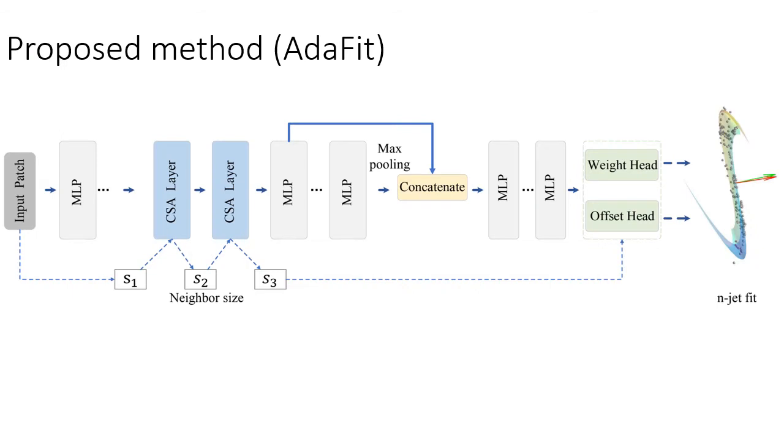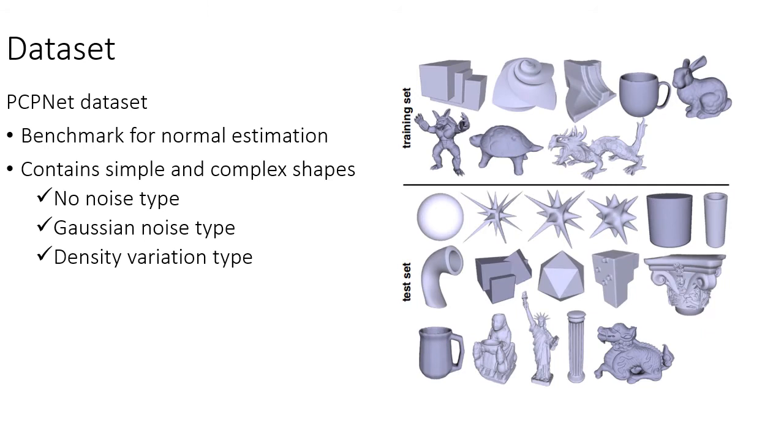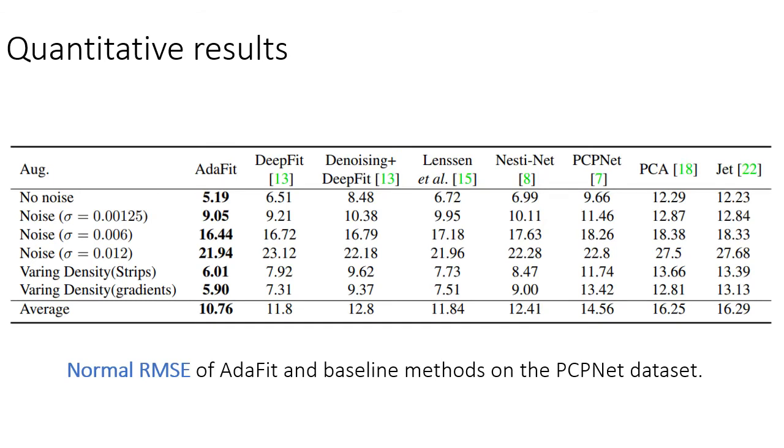As shown in the figure, AdaFit mainly consists of MLPs and CSA layers for feature extraction on every point. Then, two heads are used to regress the weights and the offsets. We follow exactly the same experimental setup as PCPNet, including train test split, training data augmentation, and adding noise or density variations on testing data. The angle RMSE between the predicted normal and the ground truth one is used as the metric for evaluation.